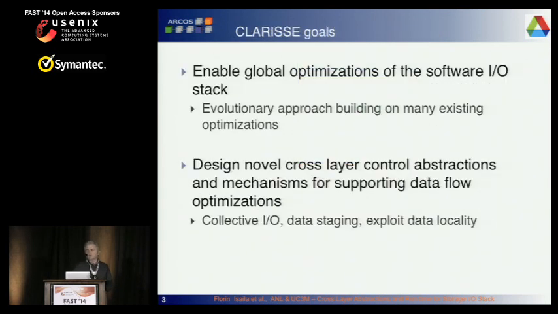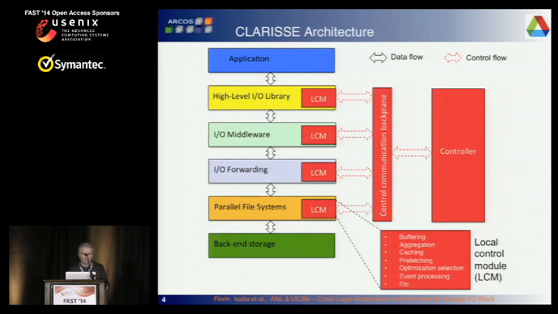We're trying to address these problems with the main goals of our project. One of them is to enable global optimizations of the software input-output stack. We are targeting an evolutionary approach in which we try to build on existing optimizations in the current input-output stack that could be enhanced by having global information. But we also aim to design novel cross-layer control abstractions and mechanisms for supporting data flow optimizations. I cite here collective I/O, data staging, and exploiting the data locality in the stack.